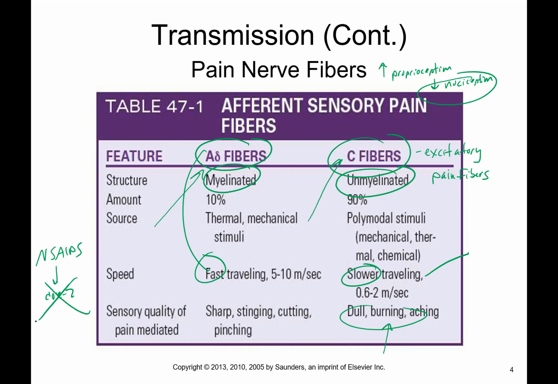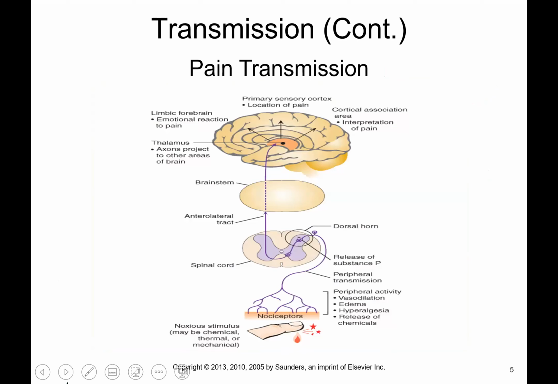We also have the release of substance P. There are different neurotransmitters that are responsible for helping you interpret pain. Substance P is one of those. The excitatory amino acid called glutamate is another one.